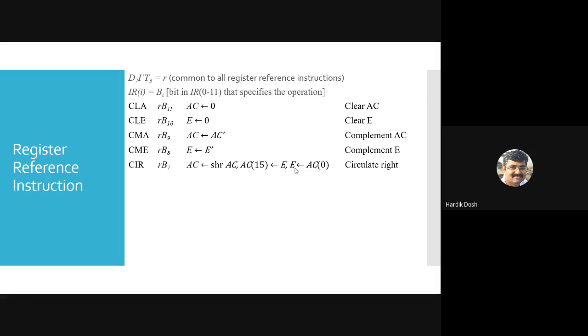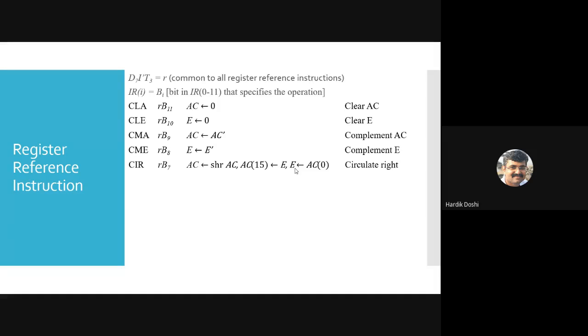Any doubts with this? All of you, any doubts with this? Anyone, please? No, sir. Is it clear, everyone? Yes, sir. Okay, fine.